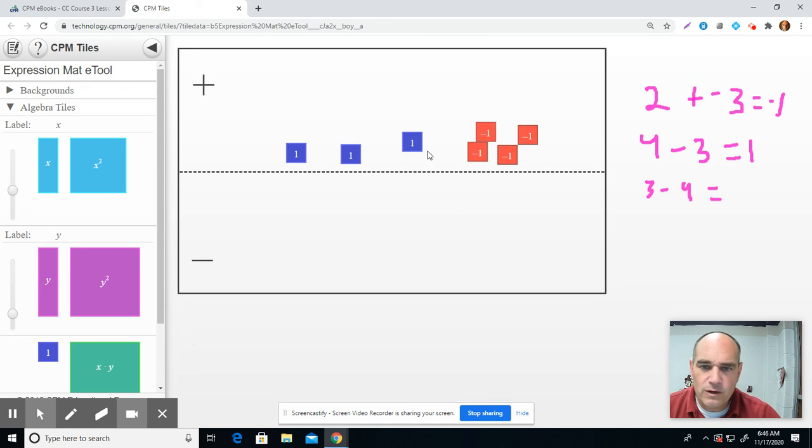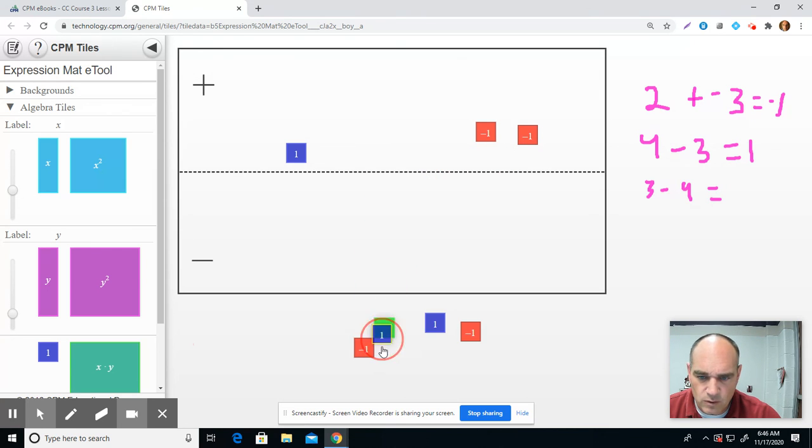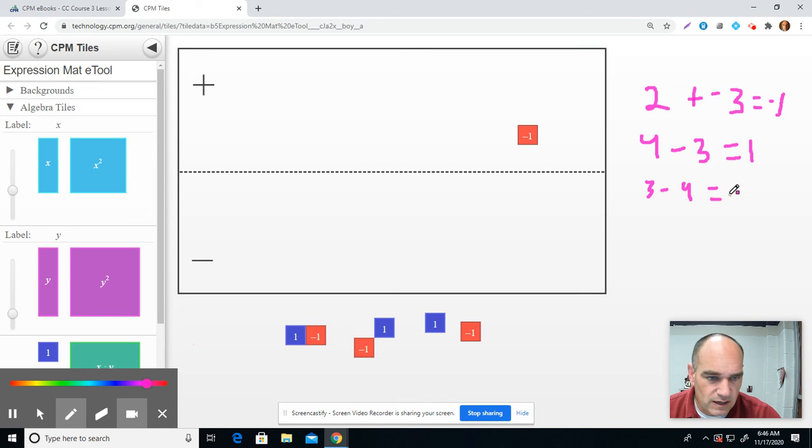Now we go through and we do our 0 pairs. We notice there's a set of 0 pairs. So we can take them off the board. Here is a set of 0 pairs. So we can take them off the board. Here is another set of 0 pairs, so we take them off the board. We notice our answer is now -1. The answer to this is now -1.